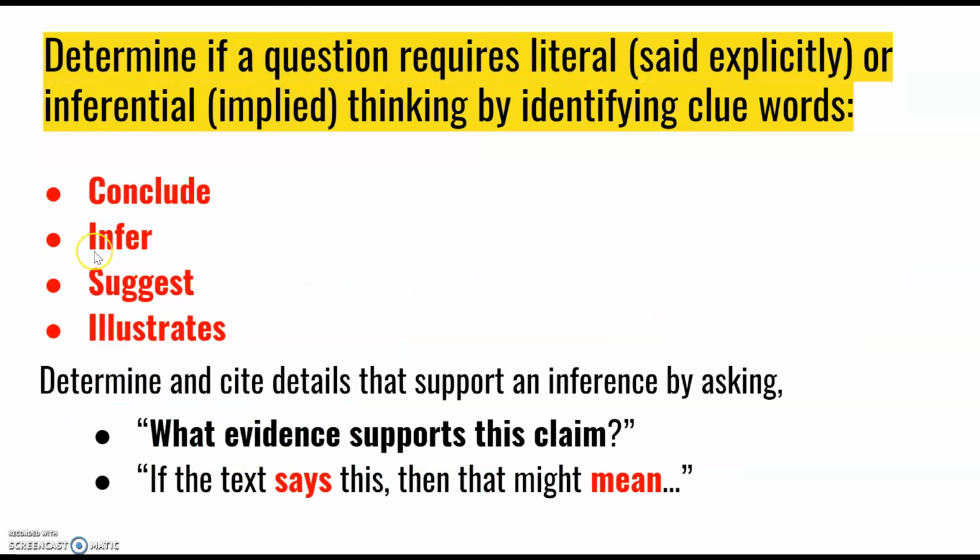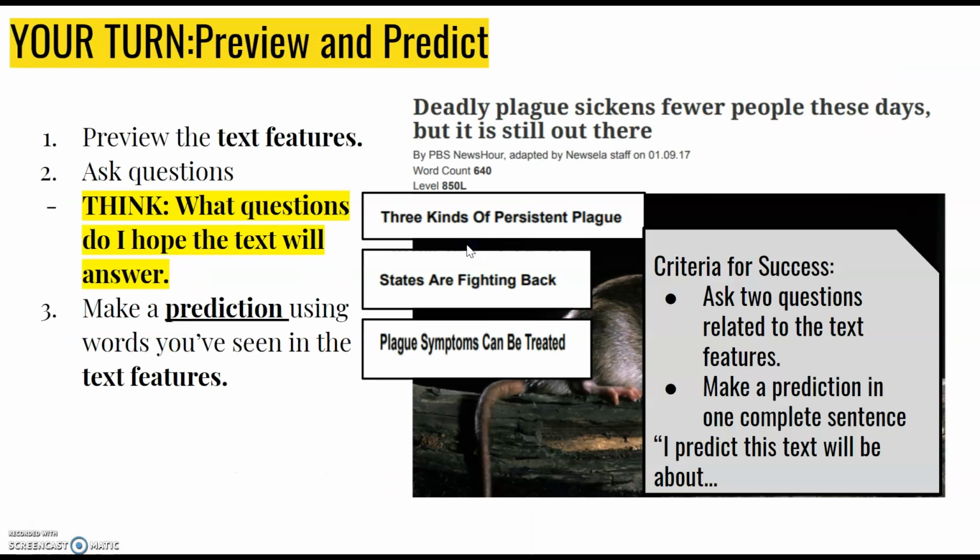Again, here are the 4 keywords that you can use to decide whether a question is inferential or literal, and you must get evidence to support the claim. So I'm going to go over the steps of what you're going to do today. The first thing you're going to do is preview and predict your independent reading text for your assessment. You're going to be reading a text called Deadly Plague Sickens Fewer People These Days, but It's Still Out There.